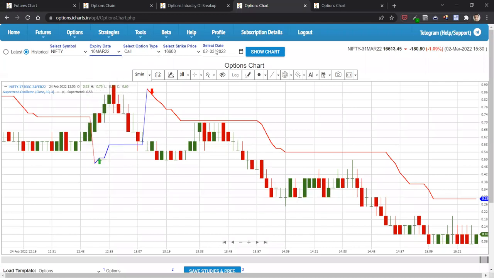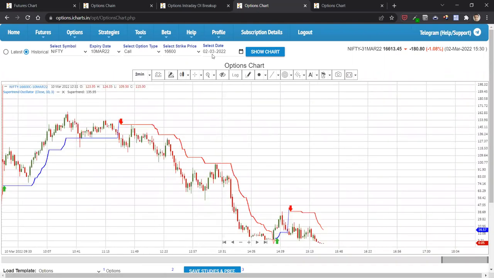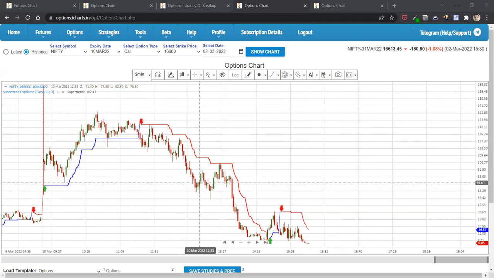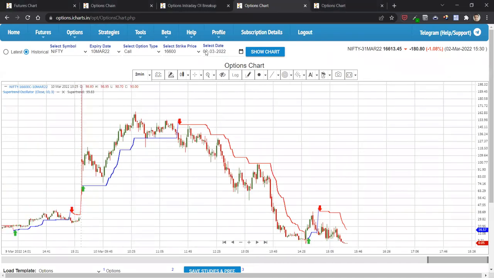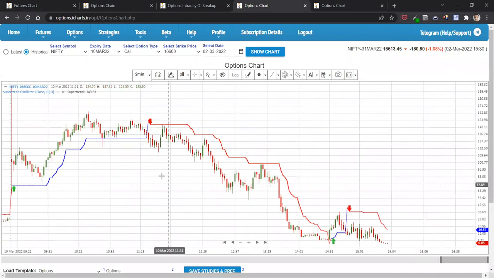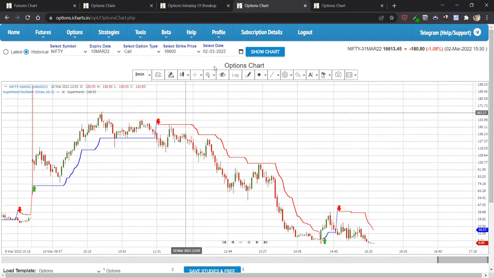Tenth, all 16.6. For option charts, just ignore this select date because we have not implemented it. In any case, when you select the option, it loads the whole data series, so nothing much to do here. You can ignore the select date. It will anyway load the whole series. You just have to scroll. Here, at 9:30, you just go long with a stop loss here, and this trade would end up in profit over here.